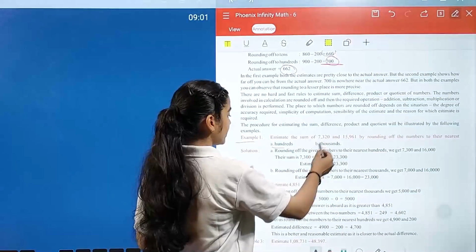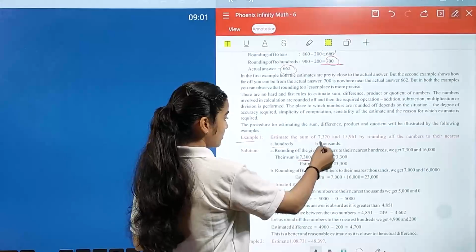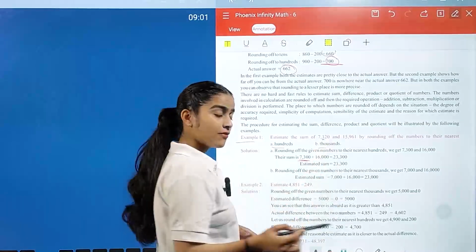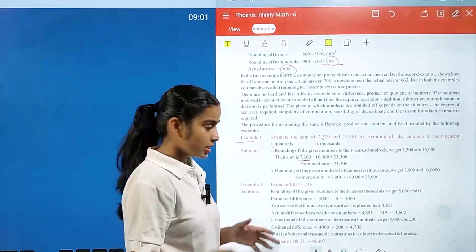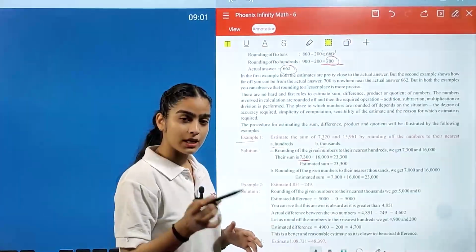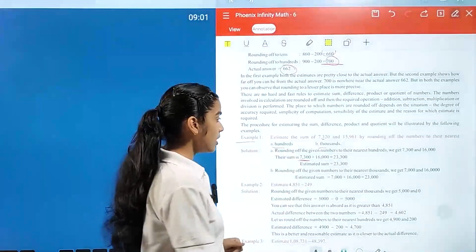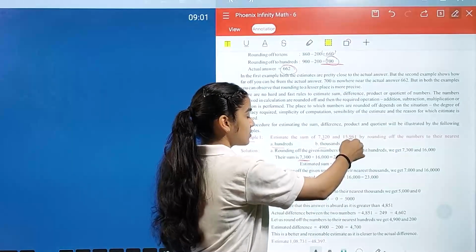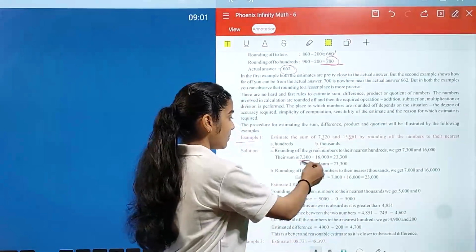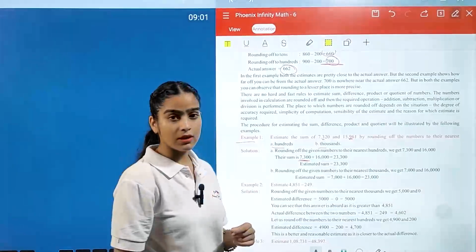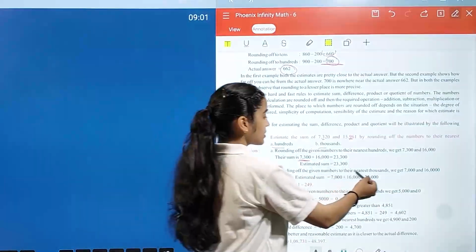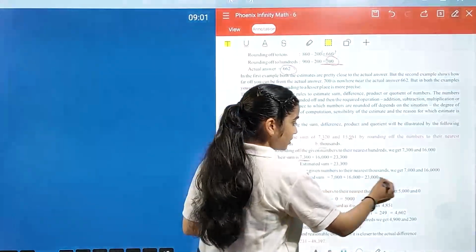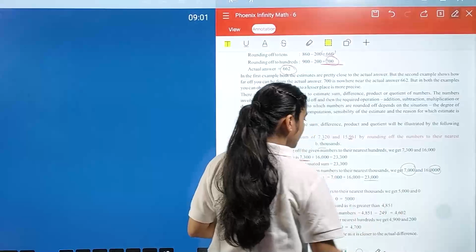So 7,320 will be rounded to 7,300, because in this case the hundreds place is 3, so it means we have to change our tens and ones and replace them with 0. In the other number we have 9, so it means we have to increase our thousands place by 1. So here we have 16,000. By adding them together, we have our answer 23,300. Rounding off the given numbers to their nearest thousands, we get 7,000 and 16,000. So the estimated sum of 7,000 and 16,000 is equal to 23,000.